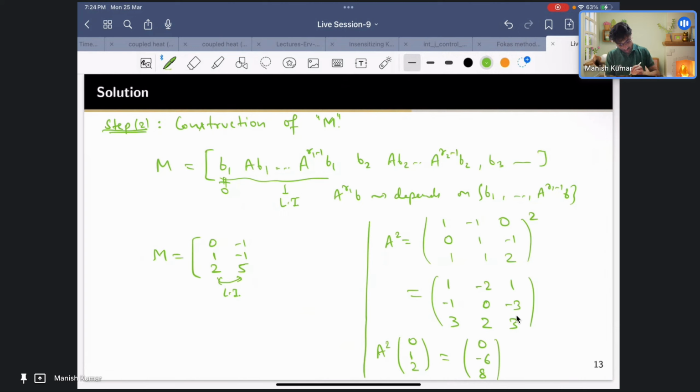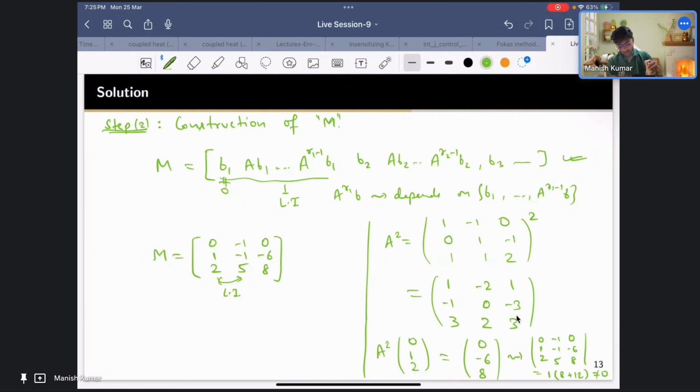So now you just put it here and then you check. First let us check whether this is linearly independent of the others or not. So let us check the determinant of 0, 1, 2, minus 1, minus 1, 5, and then 0, minus 6, 8. If I expand along the first row, what I get is 1 times 8 minus 12, which is non-zero, so it is linearly independent of the other two vectors. So I can put it here, 0, minus 6, 8. So this is my M. This is how I compute M.